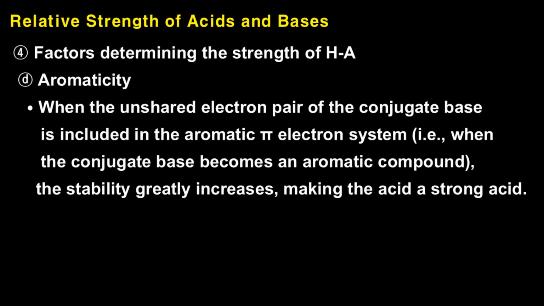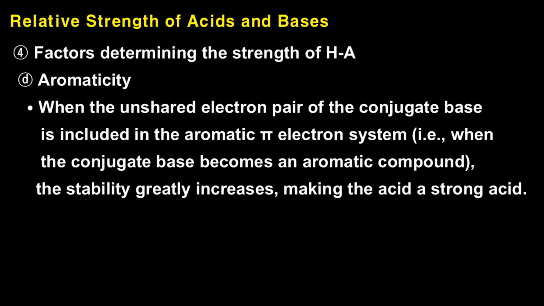Now, let's take a look at aromaticity, a unique concept that can have a powerful effect on acidity. If the conjugate base of an acid is aromatic, it gains a significant amount of stability. To be aromatic, it has to follow Huckel's rule, which means it must have 4n plus 2 pi electrons in a planar, cyclic, fully conjugated system. When a conjugate base meets those conditions and becomes aromatic, it gets a big boost in stability, and as a result, the original acid becomes much stronger.